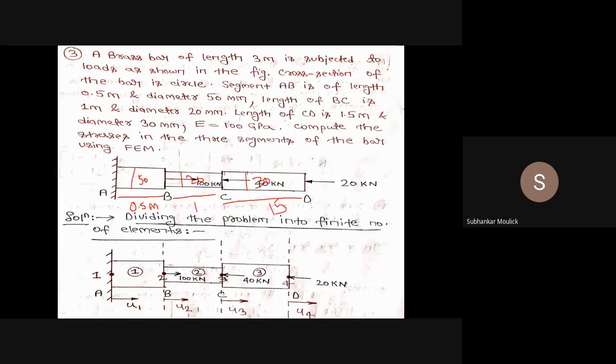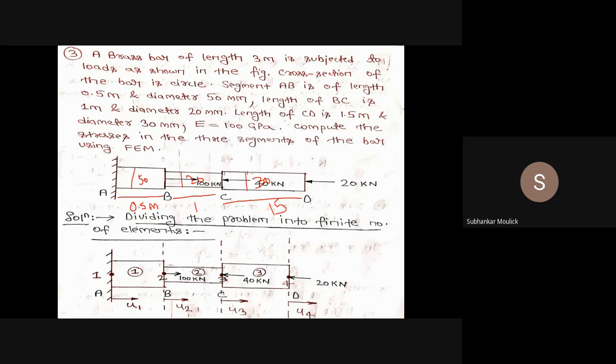In the problem, what is given to you? A brass bar is given to you. The entire length of the bar is 3 meter. This brass bar is nothing but a composite bar made up of three sections. The first section is AB, second section is BC, third section is CD. In the section AB of the bar at point B, a tensile load is acting, that is 100 kilonewton. In the section BC of the bar at point C, a compressive load is acting, which is 40 kilonewton. And in the section CD of the bar at point D, a compressive load is acting, minus 20 kilonewton.